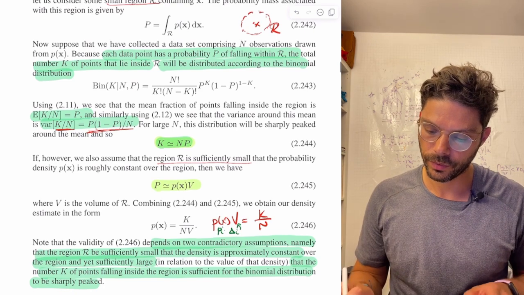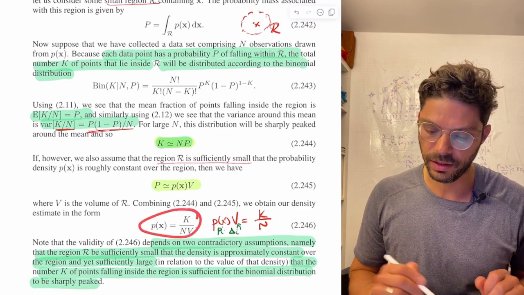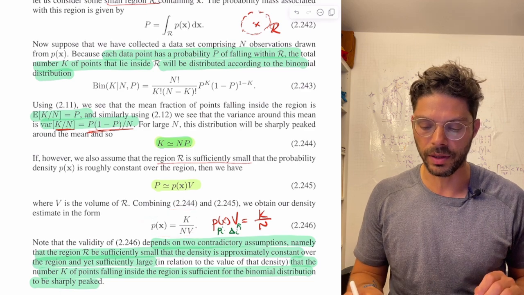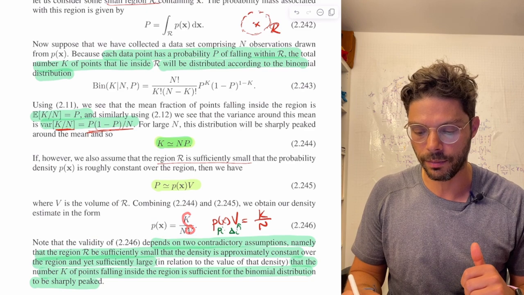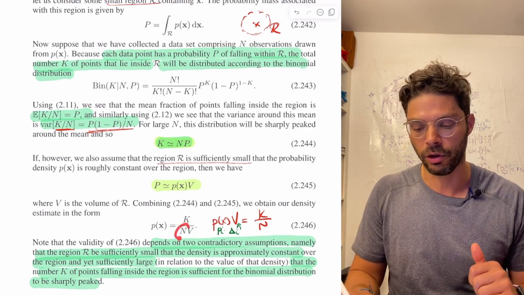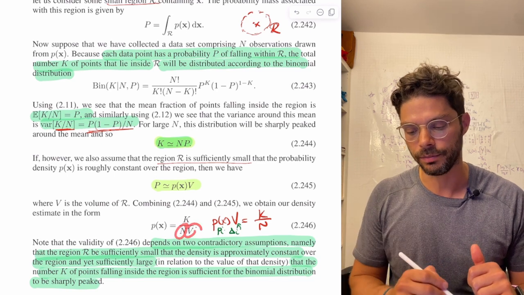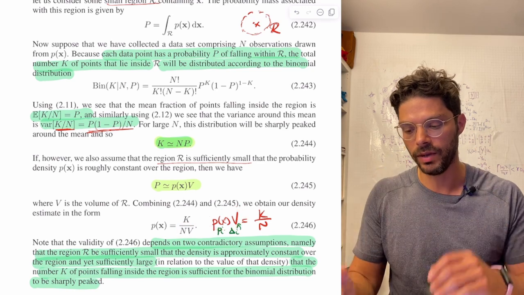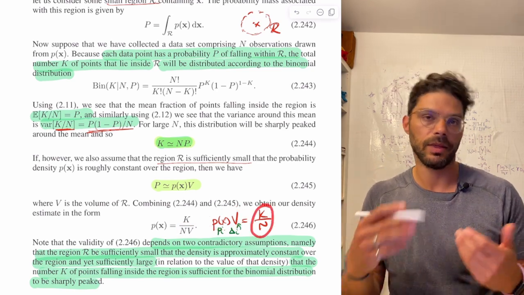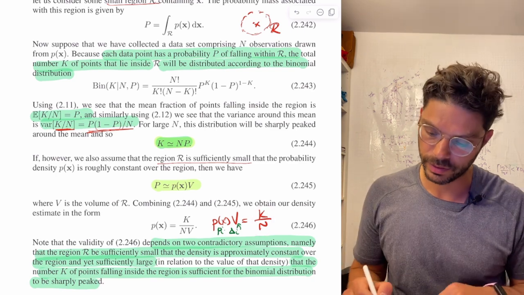Okay. So now we obtain our density, which is going to be the number of points in the region V, divided by the total number of points and by the volume. Or the way I like to think about it is that the probability mass in that volume V is equal to the fraction of points that fall inside it. I think that's a bit more intuitive.